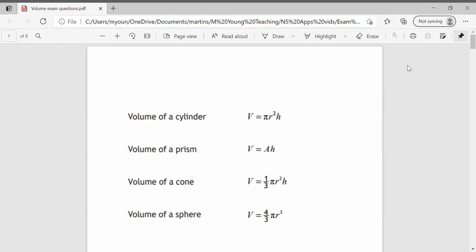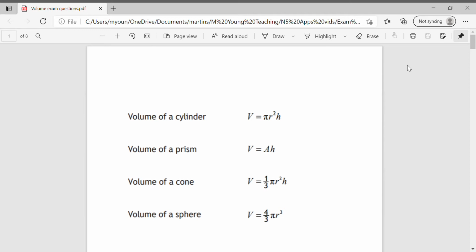So in this video we're going to take a look at volume exam past paper questions. Okay, so we're just starting off. Here is a wee extract from the formula sheet in terms of volume. So these are the equations that you will get given when it comes to volume. So you pretty much get everything there.